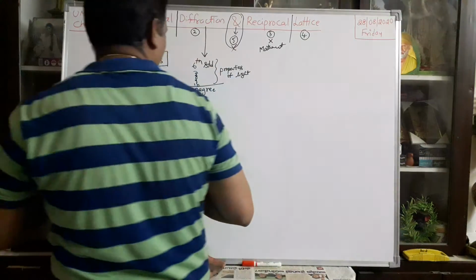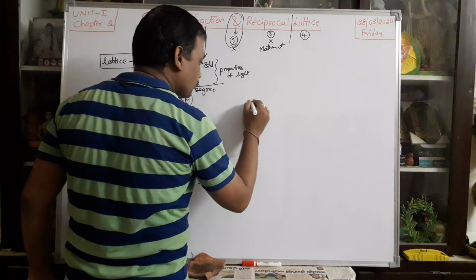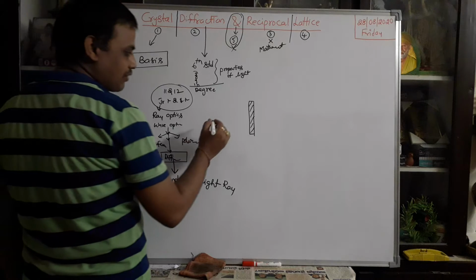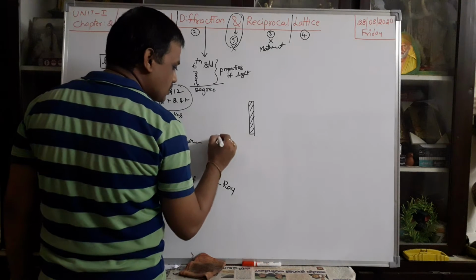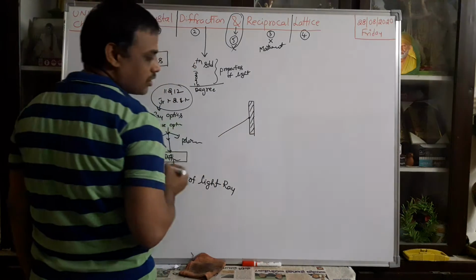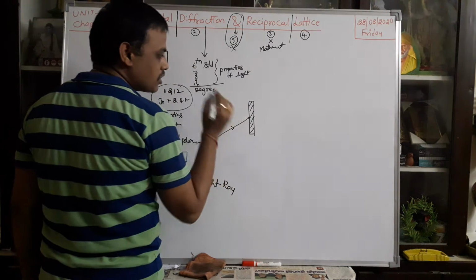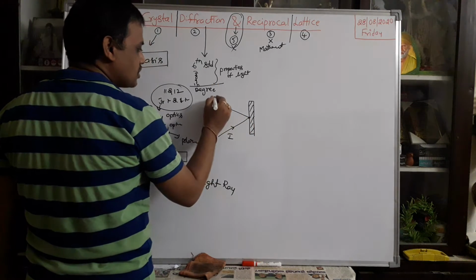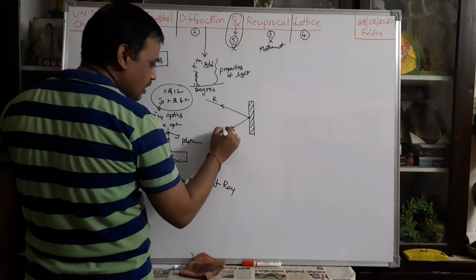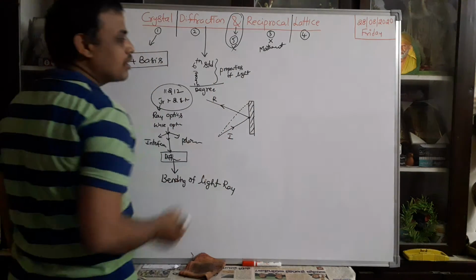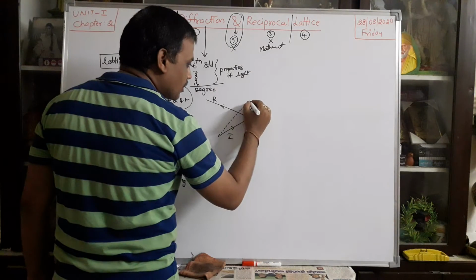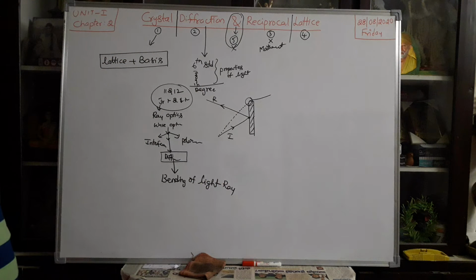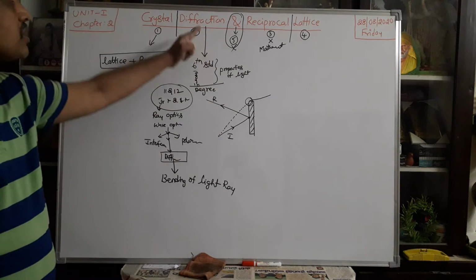Suppose you have one surface like this. On this surface, you can introduce a light ray like this. It is incident on this point, and this light ray is reflected. This is the incident ray, this is the reflected ray. This ray is incident at the end, and it passes like this. So in this region, the light ray obeys the bending phenomenon. That bending phenomenon is called diffraction.